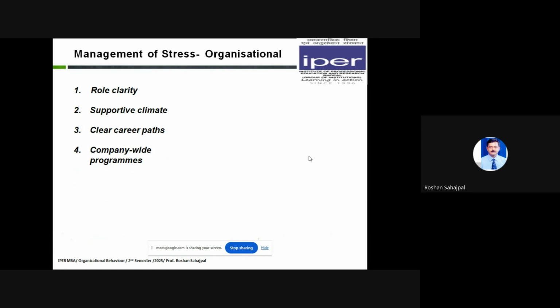So how do we manage stress at organization level? Now the question is that we have seen how to manage stress at the individual level, but how to manage stress at organizational level? So first of all, give role clarity. This is what you have to do, and that's the end of it. Right? There can't be endless demands of work. If people do that, then they will lose out on good employees, you know.